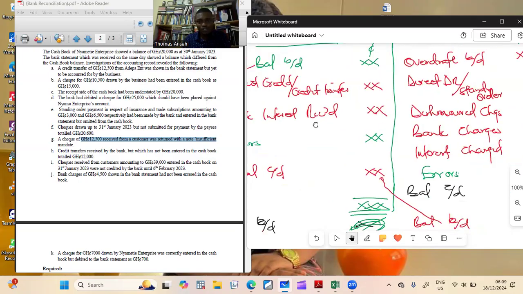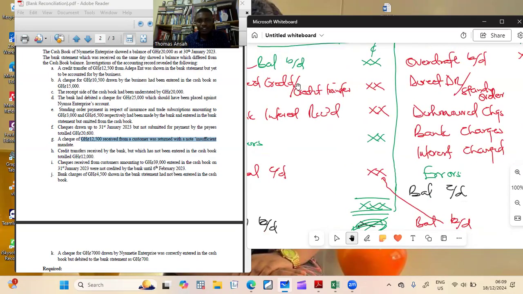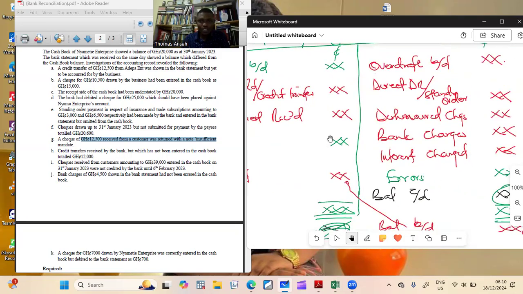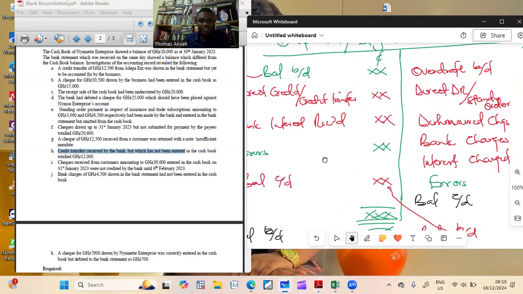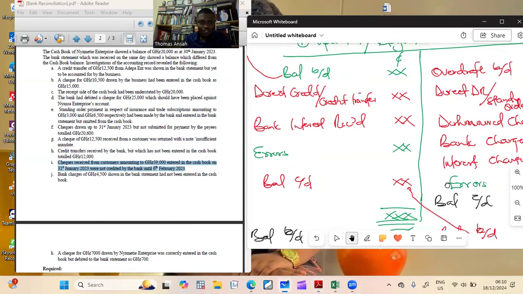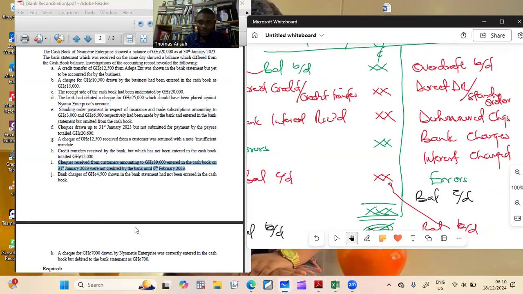Because when we received it, we recorded it here. This is the receipt side. So if it has been returned, then it means we need to reduce the amount. Credit transfers received by the bank but not yet entered into the cash book. This is credit transfer. Checks received from customers amounting to this in the cash book were not credited, so these are uncredited checks. So we do it in there. Then the bank charges, so it has been done. Then it means we will have to do it here.